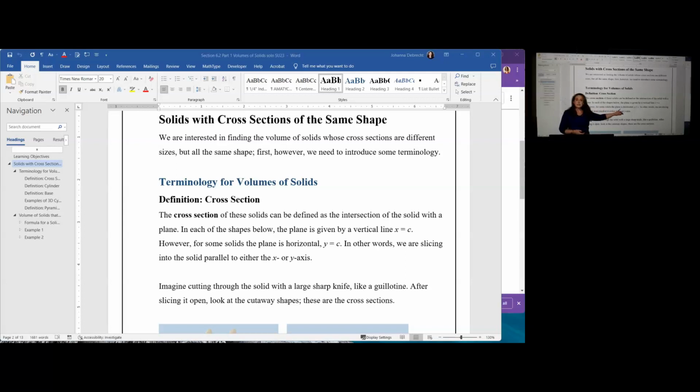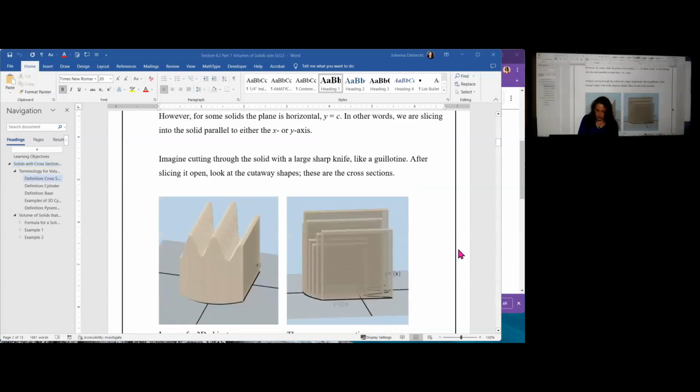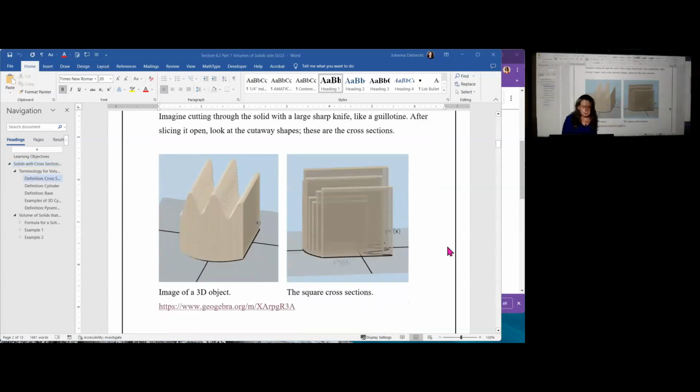For some solids, the plane that you cut with is horizontal, y equal to a constant, meaning that you're actually cutting parallel to the x-axis. In all of our examples, we'll slice parallel to x or y. It is, of course, possible to slice on some other plane, but that makes the computation of the volume much more complicated. Let's imagine slicing through these solids with a very large sharp knife like a guillotine.